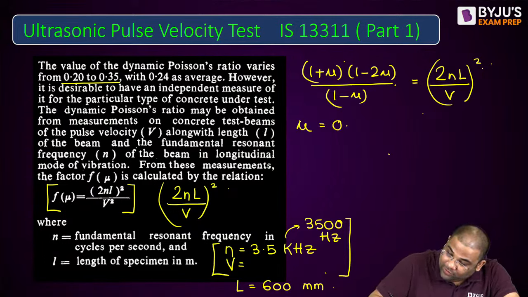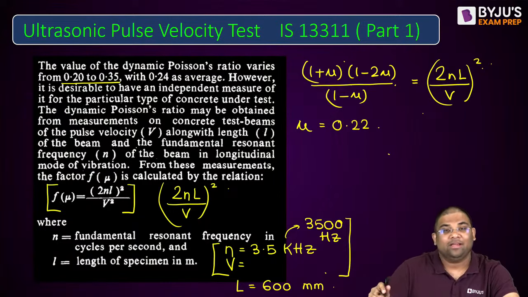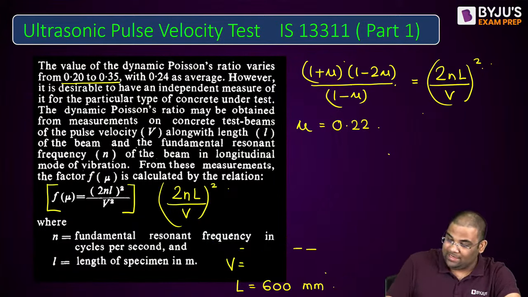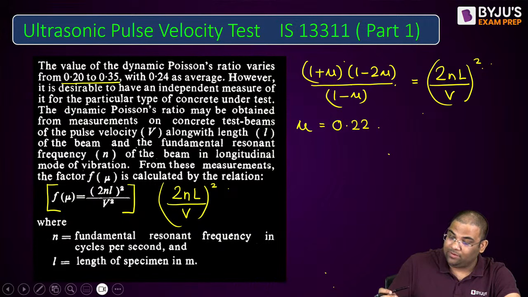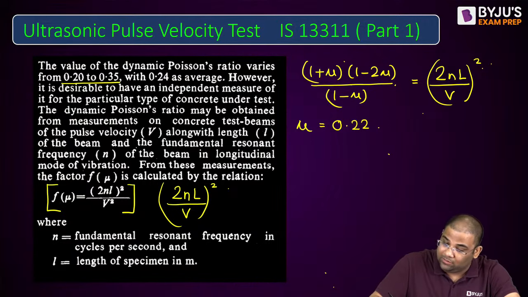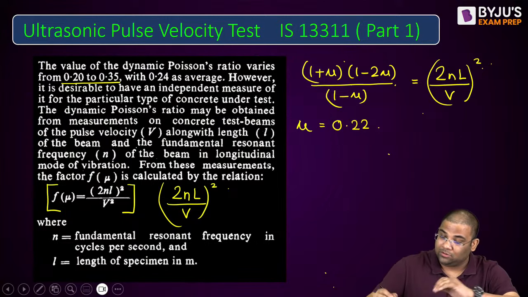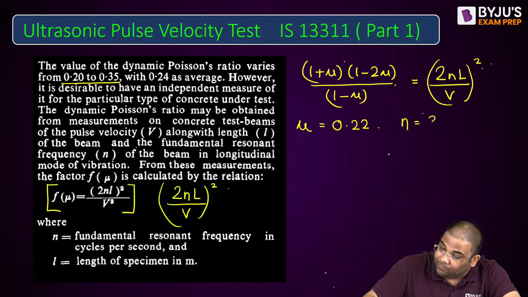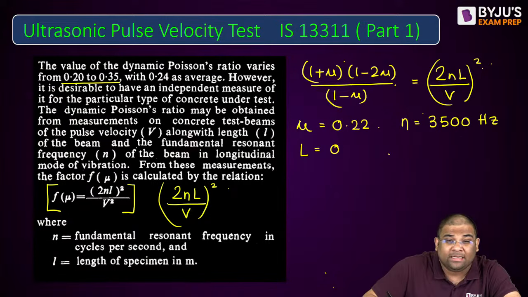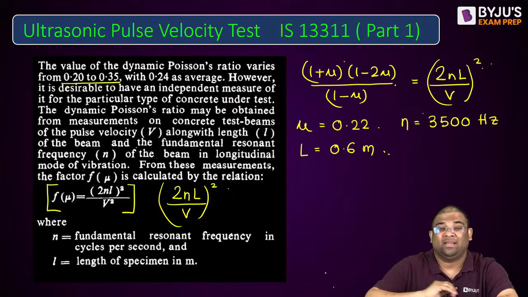Suppose I tell you that mu is equal to 0.22. Now can you find out V? If I give you the mu value, you can find out the V. Let us find out the V. Solve this. N is equal to 3500 hertz and L is equal to 600 mm, or 0.6 meter, right?